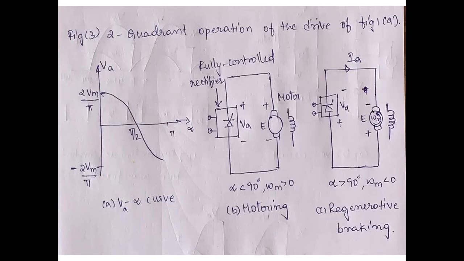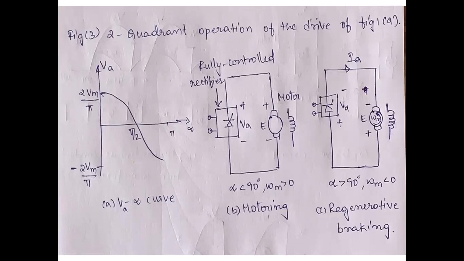This is the quadrant 1 operation explanation. Here speed is positive, that is, omega m is greater than 0. Alpha is less than or equal to 90 degrees. IA, the current, is positive. If current is positive, the rectifier is delivering power and the motor is consuming that power. This condition is called forward motoring.